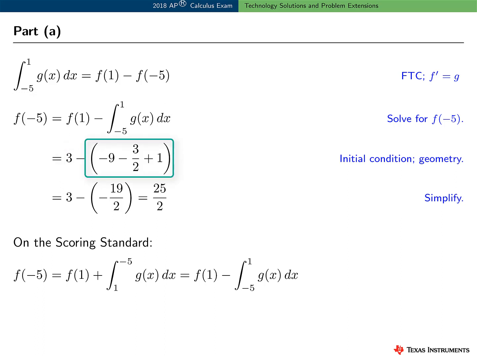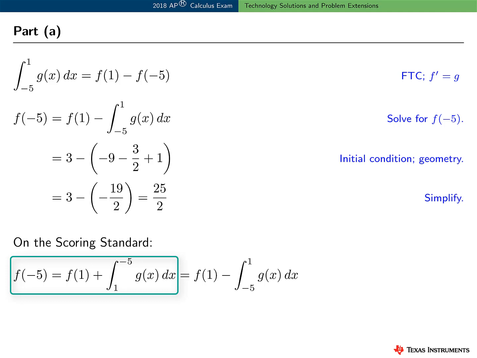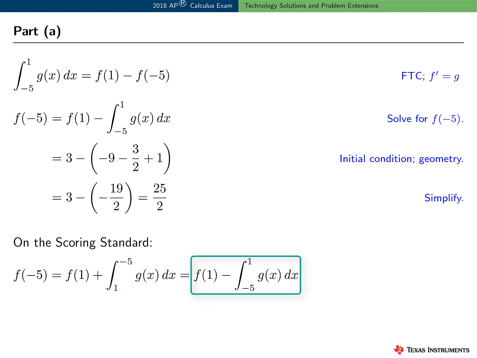And to find the value of the integral, we need to interpret this definite integral as the area under the curve. From minus 5 to 1, we have the area of a square, a triangle, and another triangle. And we need to attach a negative sign to the area if the region is below the x-axis. The final answer here is 25 divided by 2. This is the equation given on the scoring guidelines, and some call this an application of the net change theorem. Notice that in this step, we make use of a property of integrals.